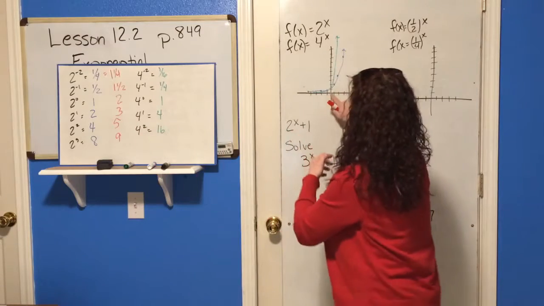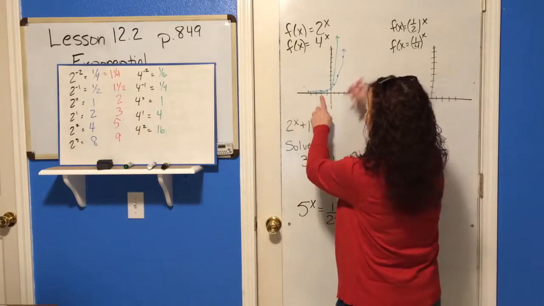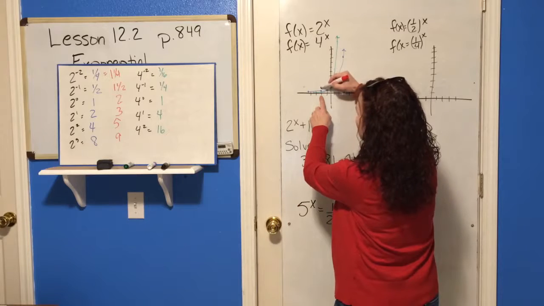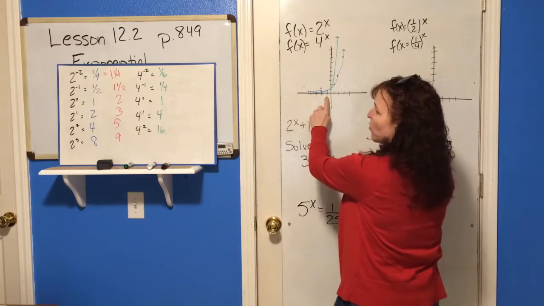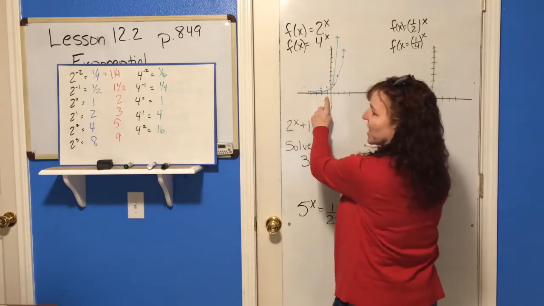So now our new numbers are -2, 1 1/4 bumps it to about here. -1, 1 1/2 bumps it to here.